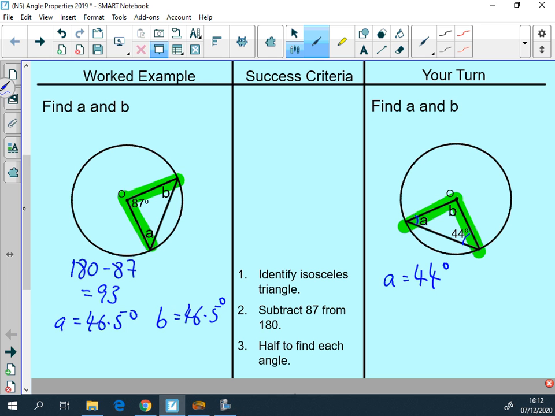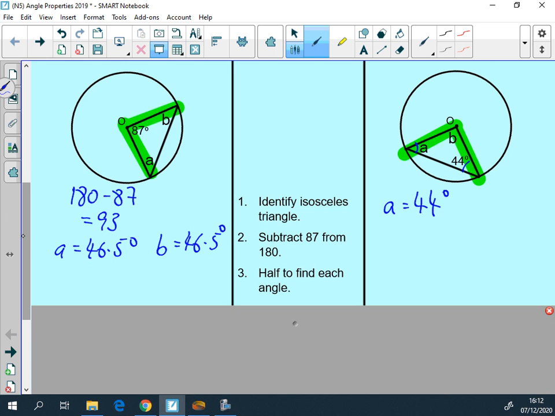Now, to work out B, if I know what 2 of the angles are, I need to add the 2 together. So 44 add 44 equals 88. Whatever's left to make 180 must be what B is. Or I can do 180 take away the 88 degrees, which gives me 92 degrees. So B must be 92 degrees.